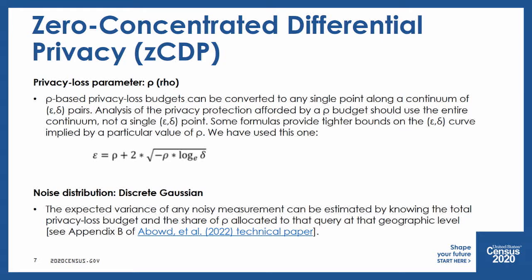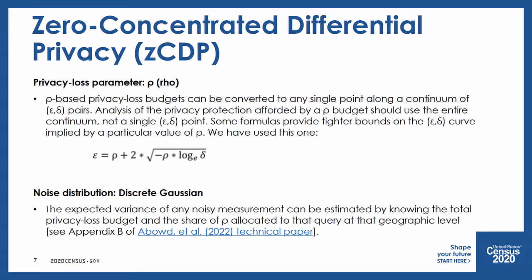It's important to know that the top-down algorithm uses zero concentrated differential privacy, or zCDP. It uses a privacy loss parameter rho. This is different from some other differential privacy frameworks that use epsilon or epsilon-delta. Now, rho-based PLBs can be converted into epsilon-delta equivalents, but they don't convert to any single pair of epsilon-delta. They convert to a whole continuum of epsilon-delta pairs. So analysis of the privacy protection afforded by our privacy loss parameter rho should use the entire continuum, not just any single epsilon-delta point.